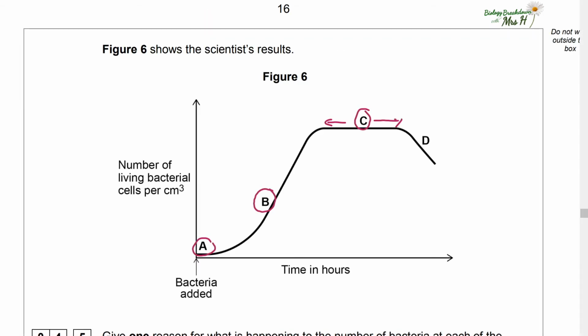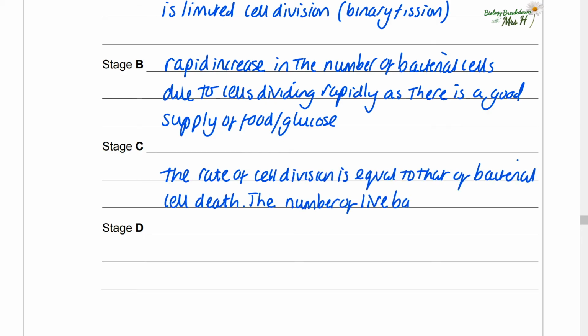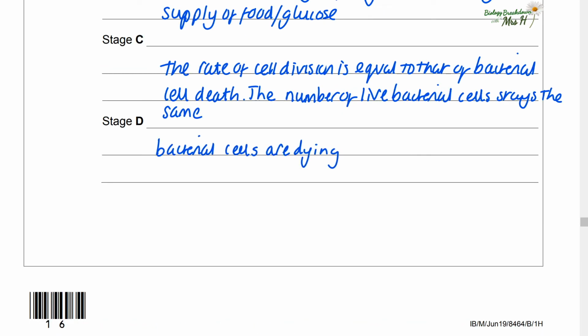At stage C, we can see that the rate of cell division is equal to that of the bacterial cell death. So the number of live bacterial cells stays the same. And at stage D, the bacterial cells are dying due to the nutrients and the glucose running out.